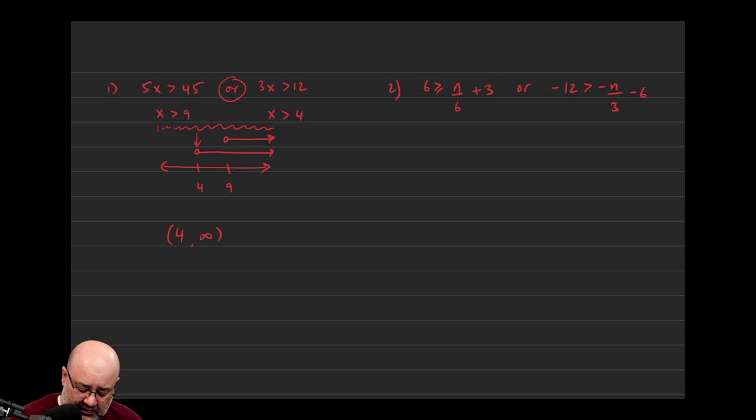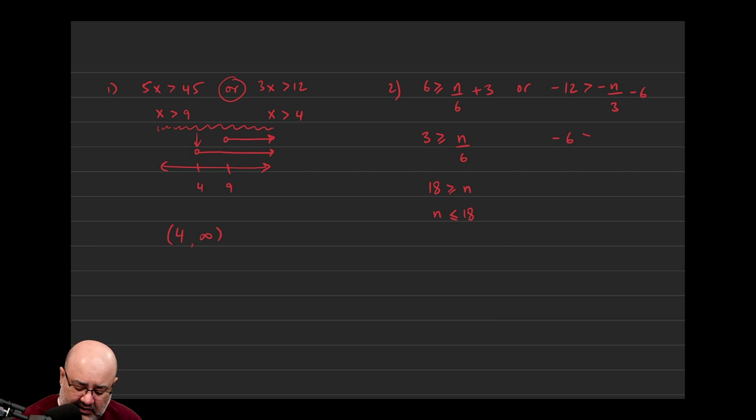All right. So here, again, we solve each inequality separately. So we subtract the 3 first. So that gives me 3 is greater than or equal to n over 6. I can multiply both sides by the 6 to solve for n. That gives me 18 is greater than or equal to n, or n is less than or equal to 18. I prefer to have the variables on the left so that I don't make a silly mistake drawing the direction of the arrows.